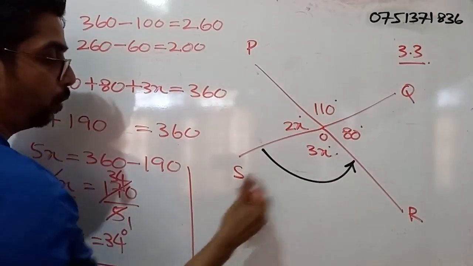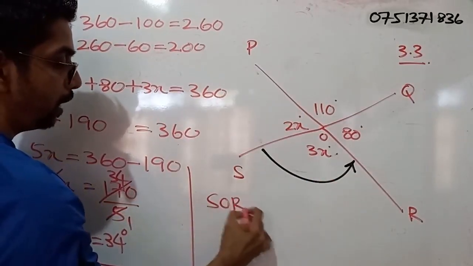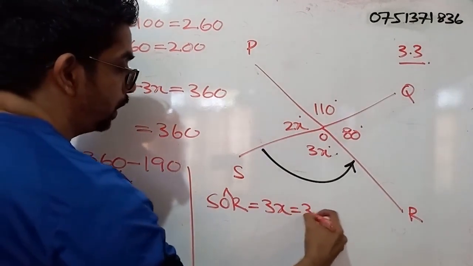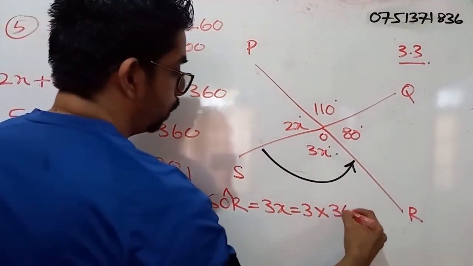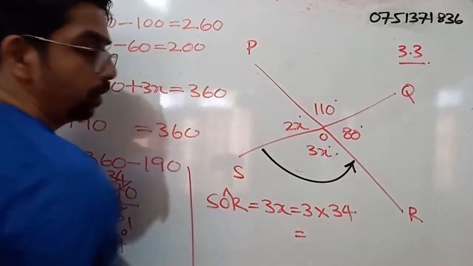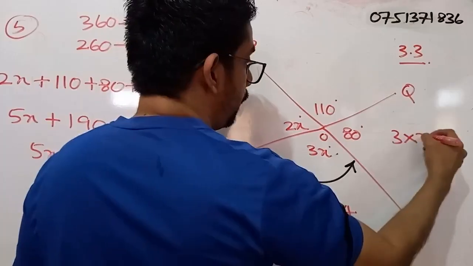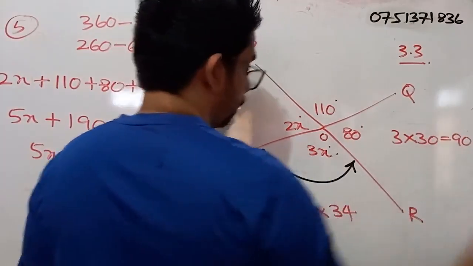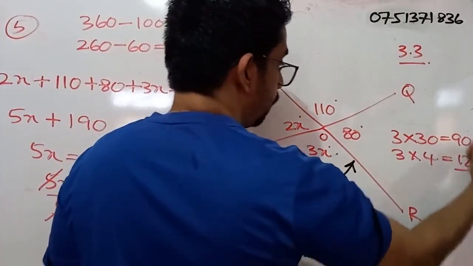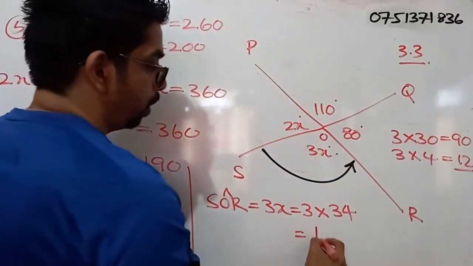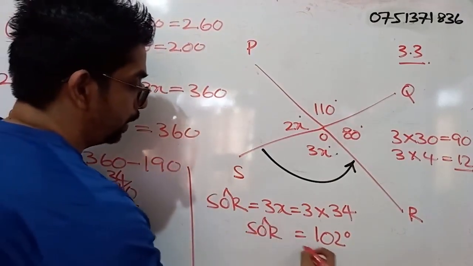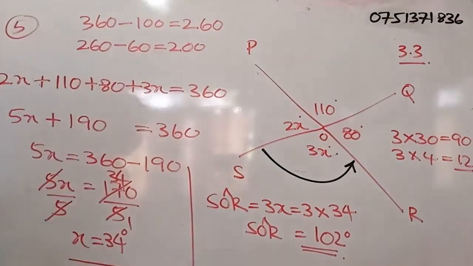They are asking SOR. So SOR angle, that is equal to what? 3x. So 3 into 34. Right? We can multiply directly like this, right? 3 into 30, we know that is 90. Then 3 into 4, we know that is 12. Add these together, we get what? 102 degrees. So SOR angle, that is 102 degrees.